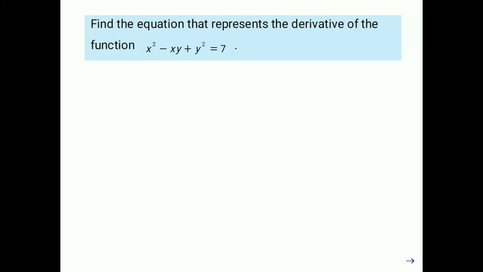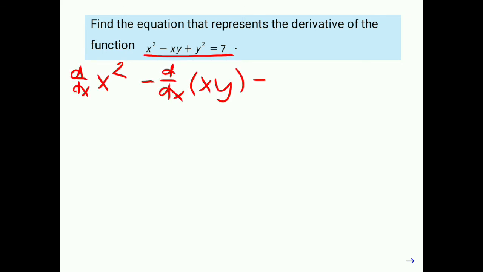So, find the equation that represents the derivative of the function x squared minus xy plus y squared is equal to 7. So, as you can notice, ang function na to, hindi natin kayang i-isolate si y. So, we are going to use implicit differentiation kasi kahit anong gawin natin, hindi natin masasolve for y itong equation na to. So, let's try implicit differentiation. So, let's differentiate term by term. That's the derivative with respect to x of x squared minus the derivative with respect to x of xy plus the derivative with respect to x of y squared is equal to the derivative with respect to x of 7.